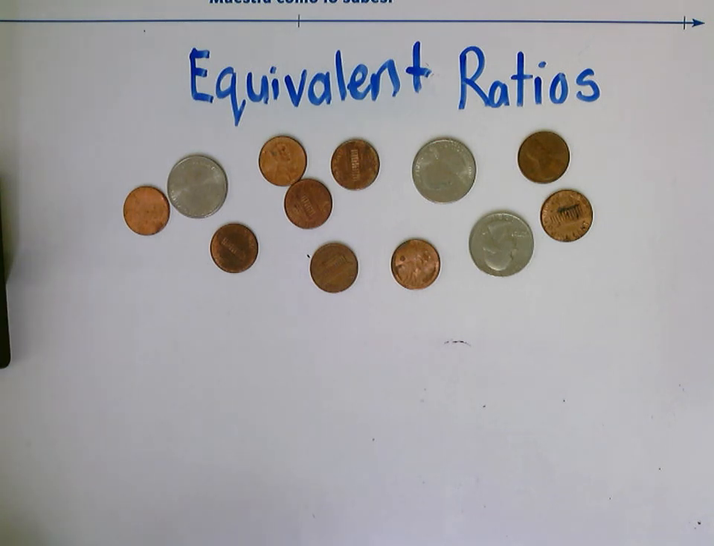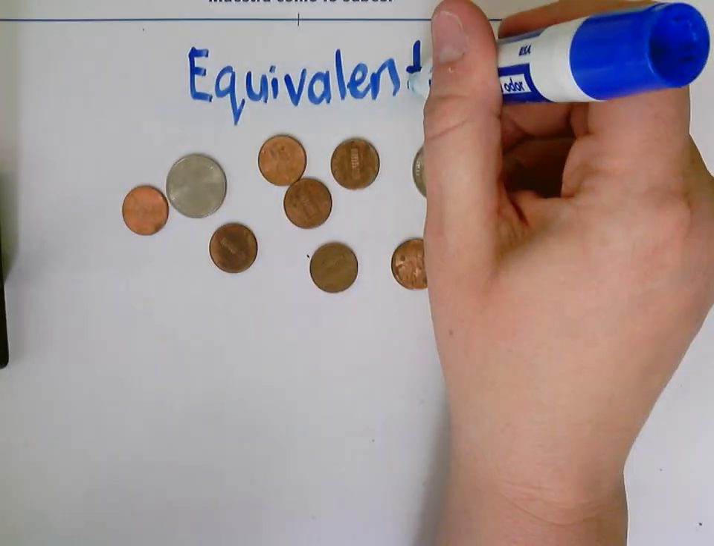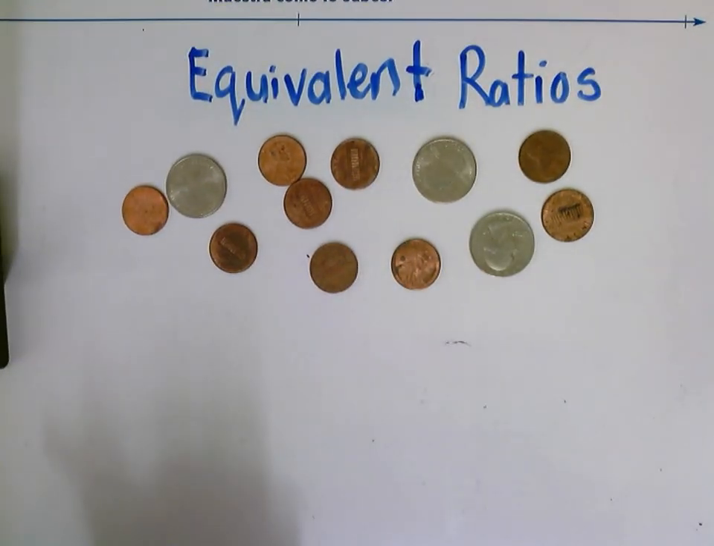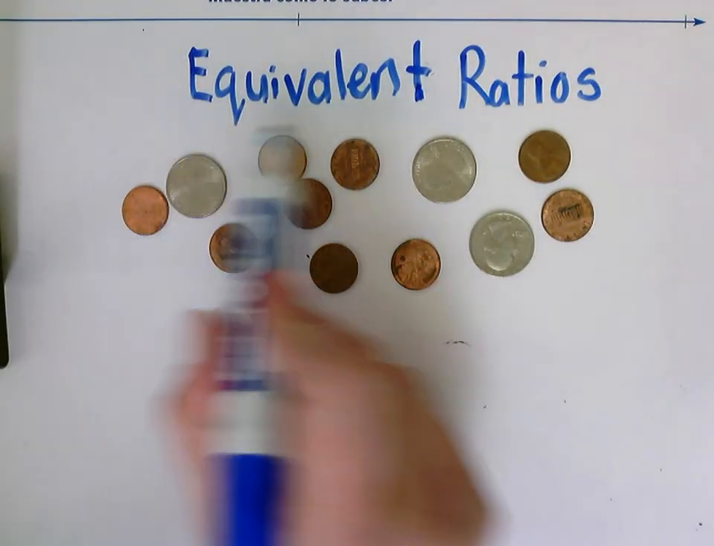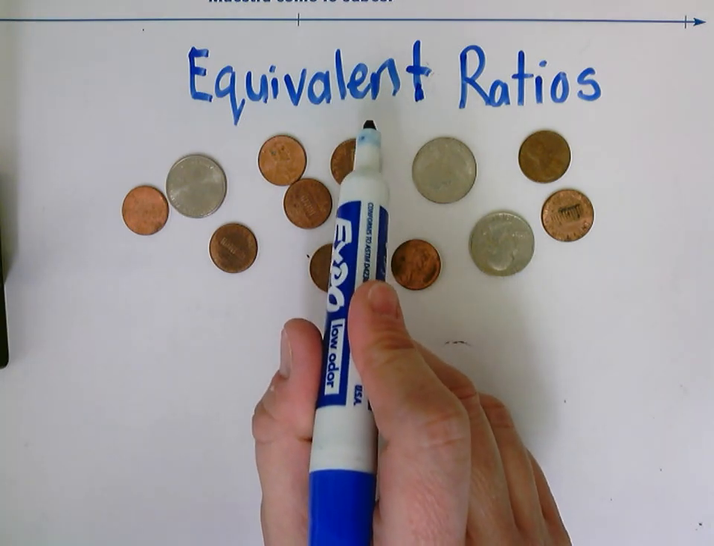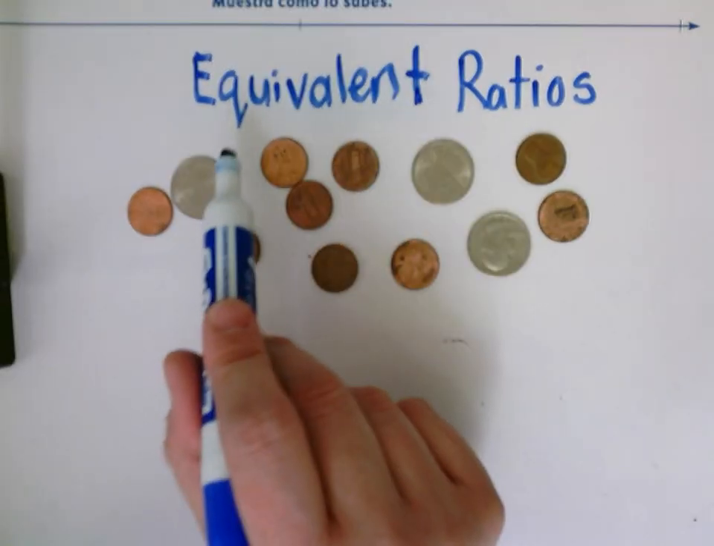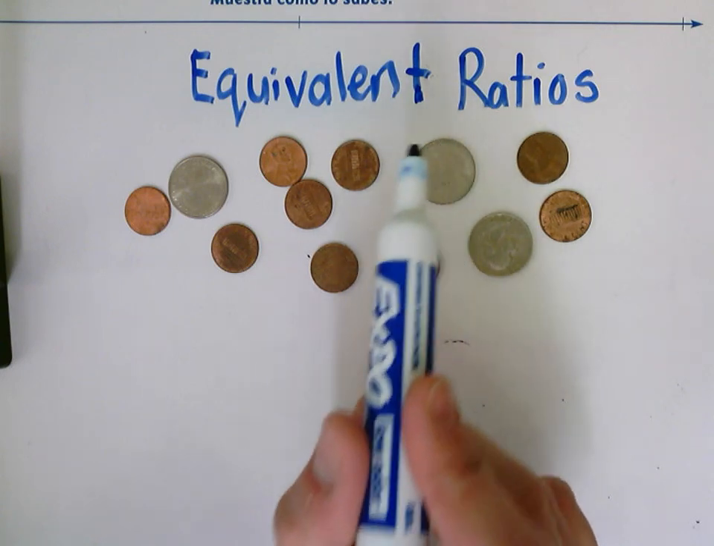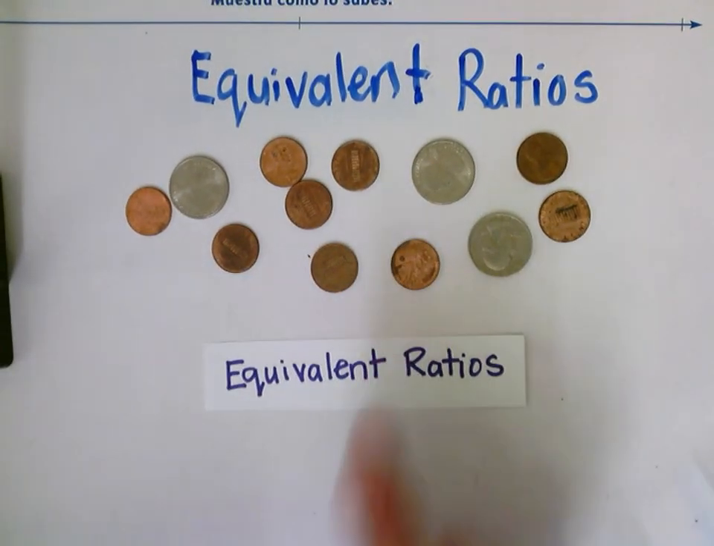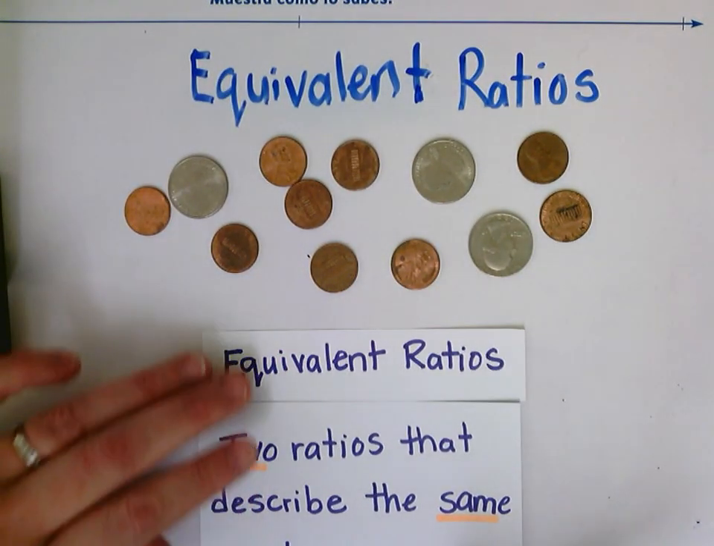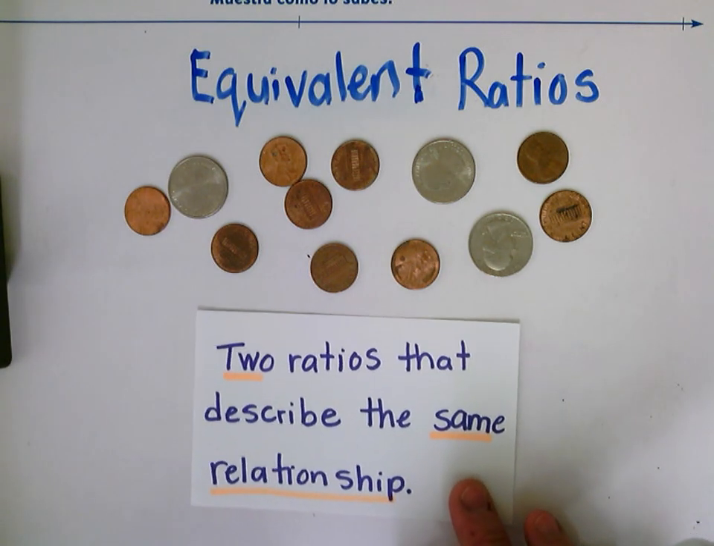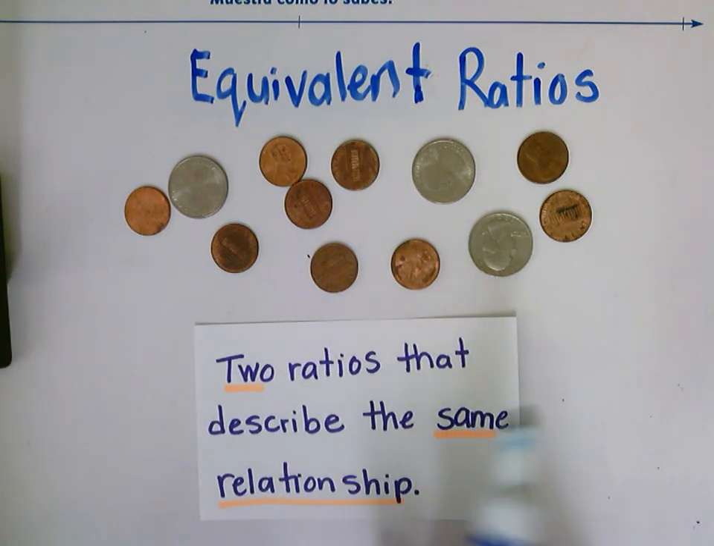Today we're going to talk about equivalent ratios. Okay, so you learned the word equivalent earlier in the year. We talked about fractions. Equivalent is a fancy way of saying equal, okay, the same. So equivalent ratios are going to be two ratios that describe the same relationship. Okay, two ratios that are describing the same relationship.